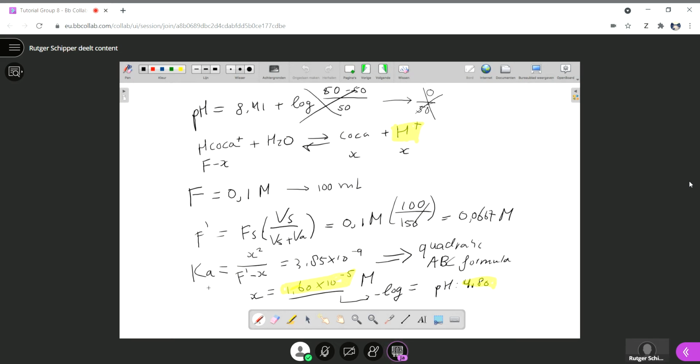And with the equilibrium constant, we can use the acid constant to find X. And in this case, X is the same as the proton concentration. Proton concentration is related to the pH. And the minus log value of the proton concentration is the pH. So when we add 50 milliliters to our system, so I'm going to write it down here, our new pH becomes 4.80.